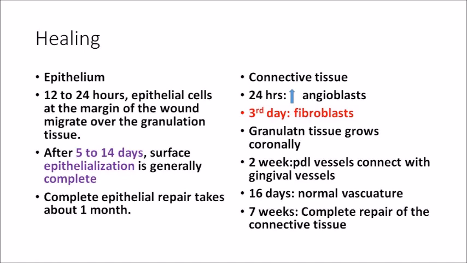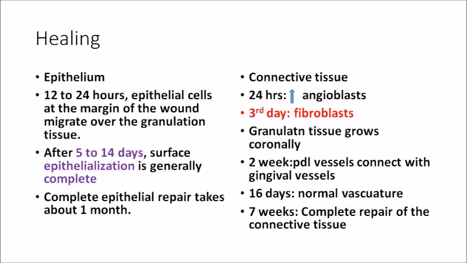By 2 weeks, periodontal ligament blood vessels will connect with the gingival blood vessels. We know by 24 hours the number of angioblasts had increased. So, blood vessels were formed. By 2 weeks, the blood vessels which were formed in gingiva connect with the periodontal blood vessels. And by 16 days, almost by 2 weeks, a normal vasculature is established.